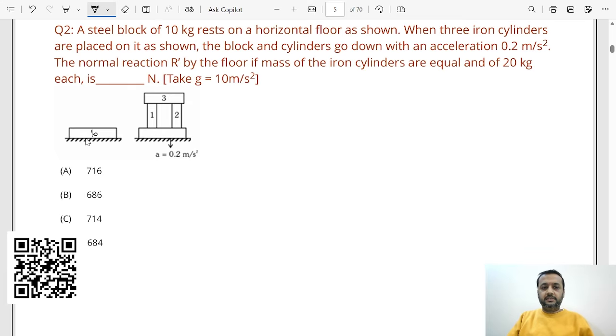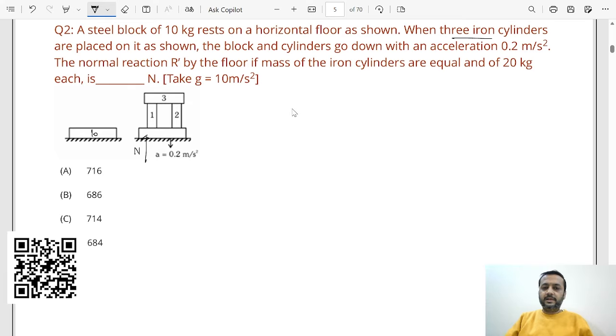In this question, we have one steel block of 10 kg resting on the ground. Then we have 3 blocks, which are iron blocks. When you keep these 3 iron blocks on the steel block, the entire system is going down with an acceleration of 0.2. So we have to find the normal reaction from the ground.